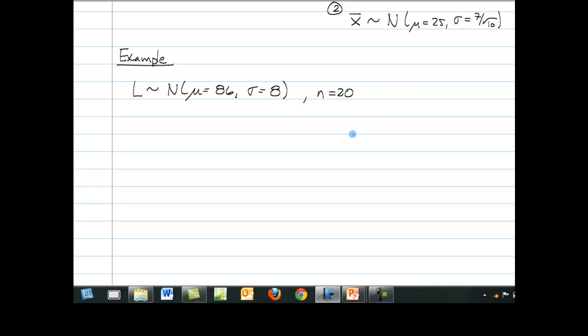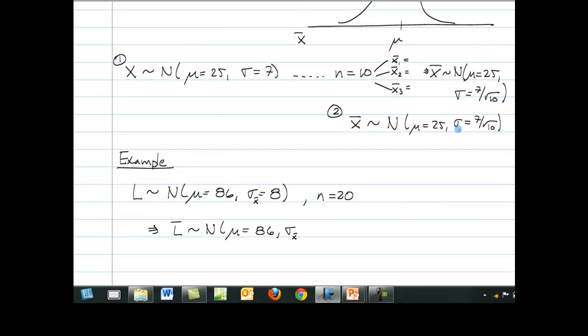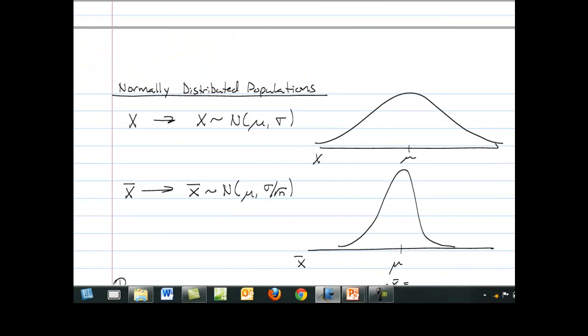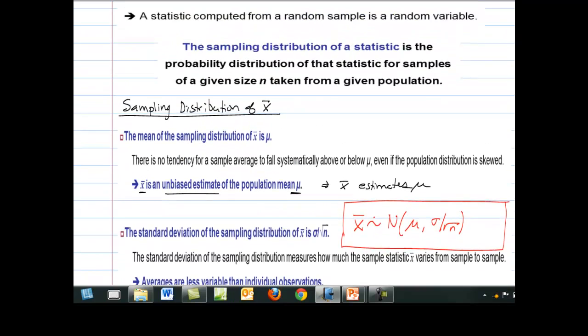When we take a random sample of 20 deer mice, then the conclusion that I can draw is the average length, which is L bar, is also distributed normal with mu of 86, the population mean of 86, but my standard deviation changes. So here my standard deviation of x bar, and I should be using this x bar notation, just to clarify up here, so you understand that there's a difference between sigma and sigma x bar.